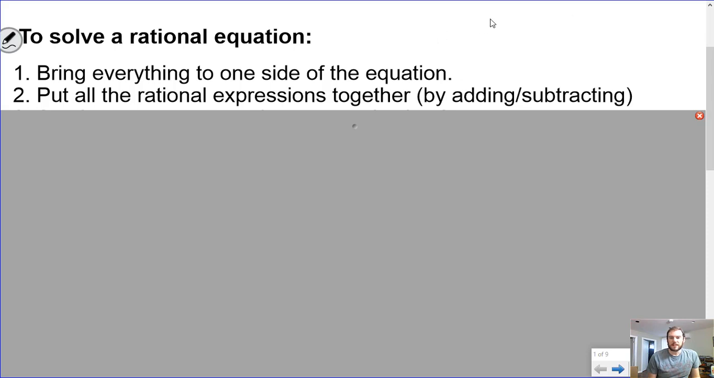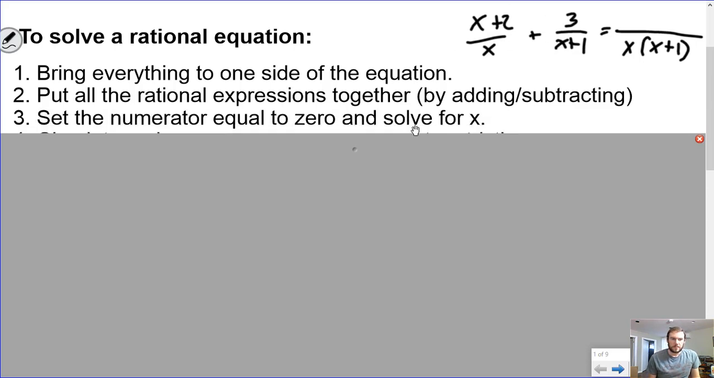What I mean by that is, let's say I had (x plus 2) over x plus 3 over (x plus 1), something like that. We've seen how to deal with an expression like this so far in the course. If I want to add two rational expressions, I need to give them a common denominator. So this is going to turn into something that is x times (x plus 1) over, and then we have to adjust our numerators to match. Set the numerator equal to 0 to solve for x.